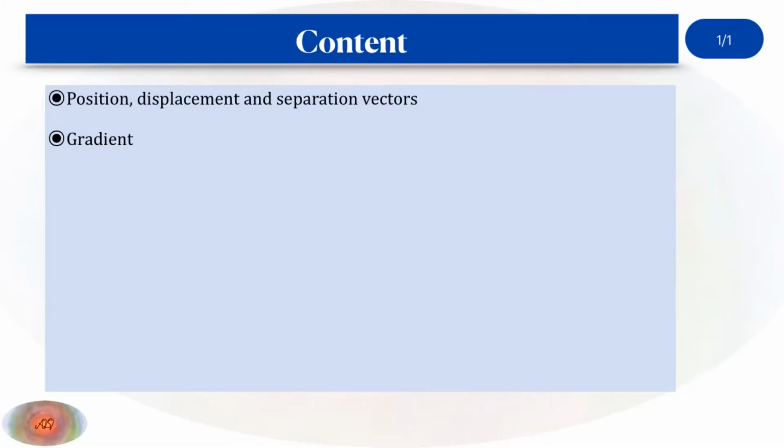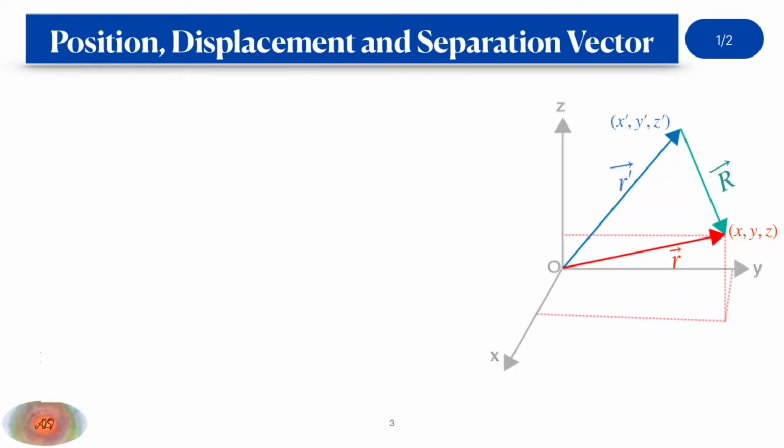In this lecture, I will first start with the general description of the position, displacement and the separation vector, because in order to understand the gradient operation, you must know these terms. In electromagnetism, whenever you are going to refer to a particular point, that means the address of that point, you always have to refer to a fixed point in a particular coordinate system that you are using.